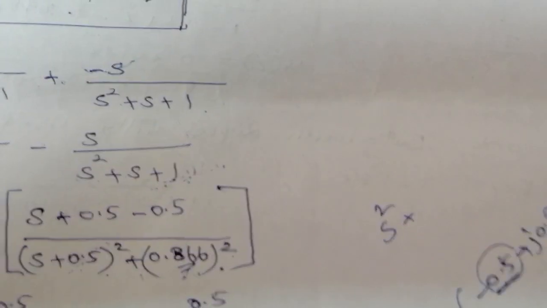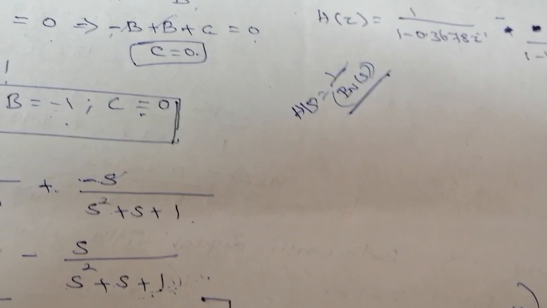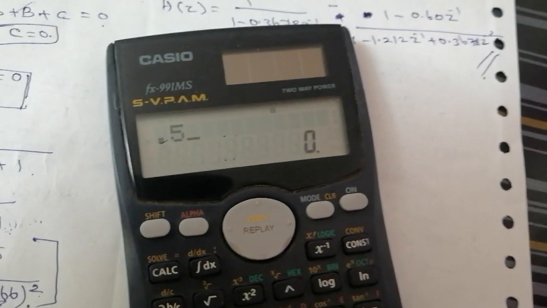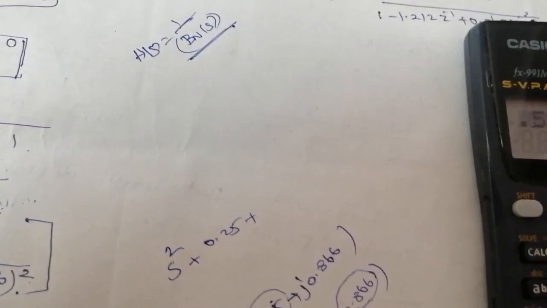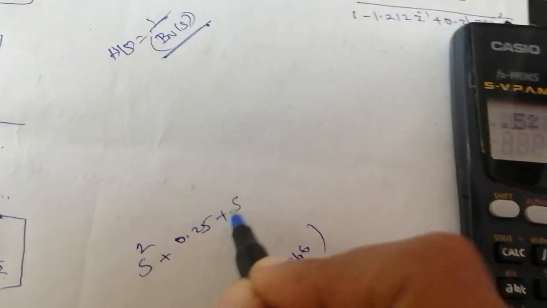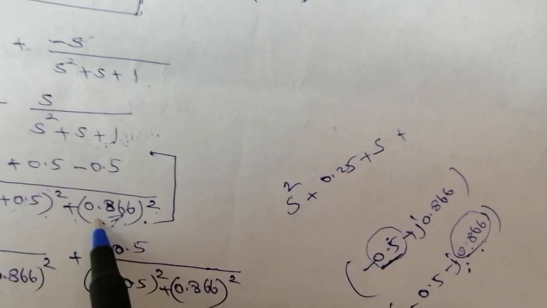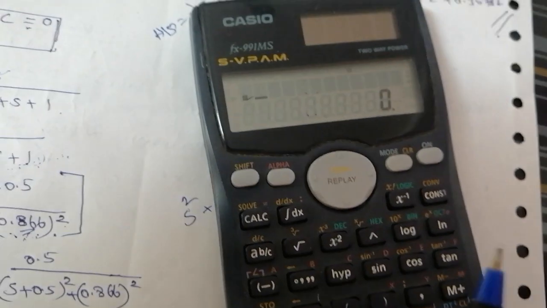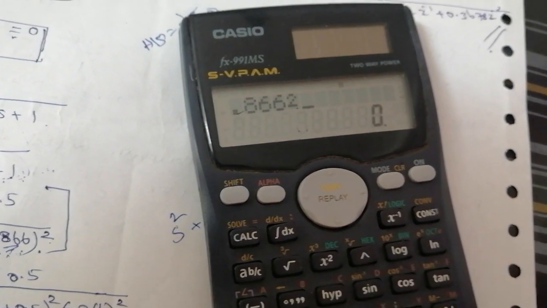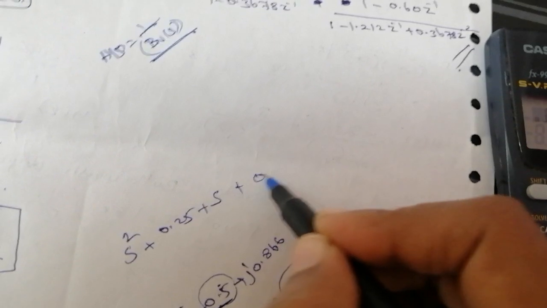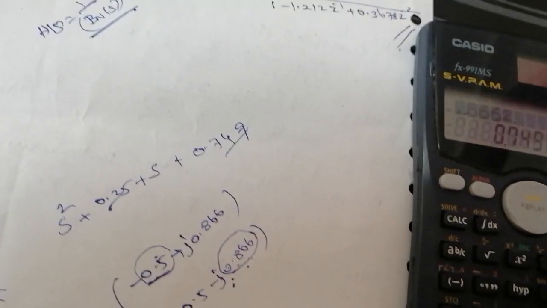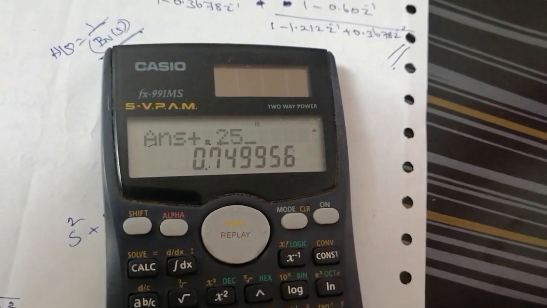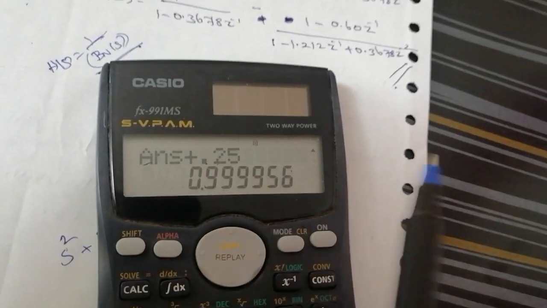0.5 squared is 0.25. So a squared is 0.25, plus 2ab: 0.5 into 2 is 1, so plus s. Plus here 0.866 the whole square, whose value is 0.749. Now add this value and this value: 0.749 plus 0.25 is equal to 0.99, which is nothing but 1.